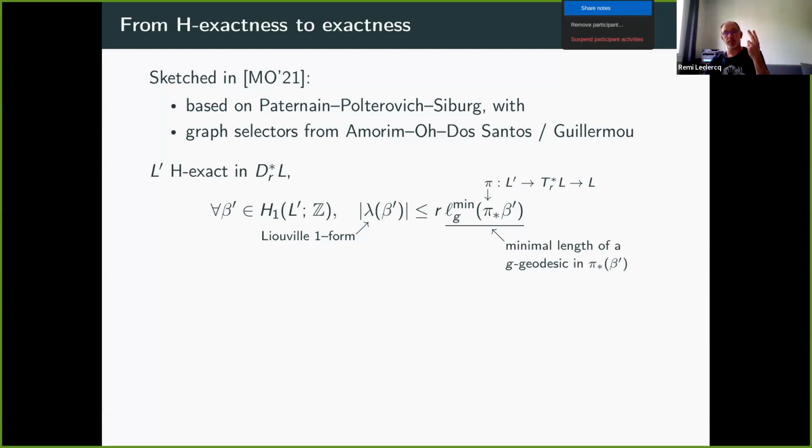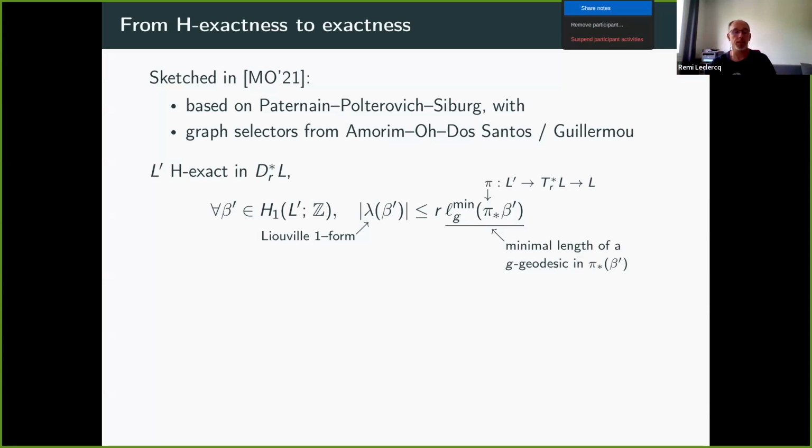And the thing is, later on, this second condition fell down by itself because Amorim and Oh and Dos Santos, with Floer theoretic arguments, and Stéphane Guillermou with sheaf arguments, proved that actually any exact Lagrangian in the cotangent bundle does admit graph selectors. So, tada, what we can prove is the following. If L prime is H-exact, we can prove that an H-exact Lagrangian in the cotangent bundle indeed admits this symplectic isotopy, so we can apply the result of Paternain, Polterovich, and Siburg.